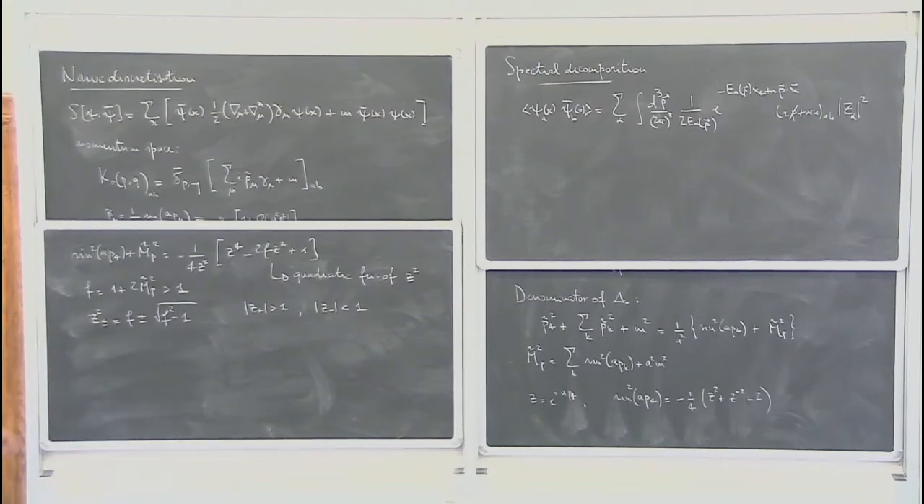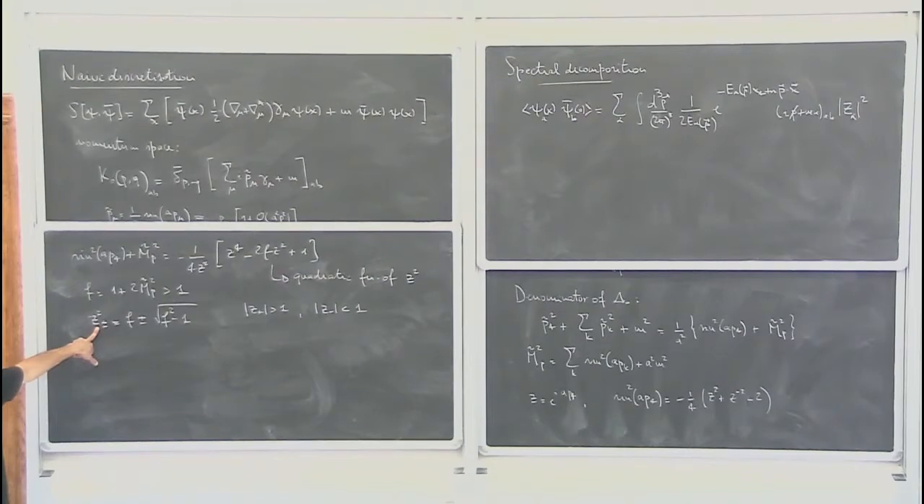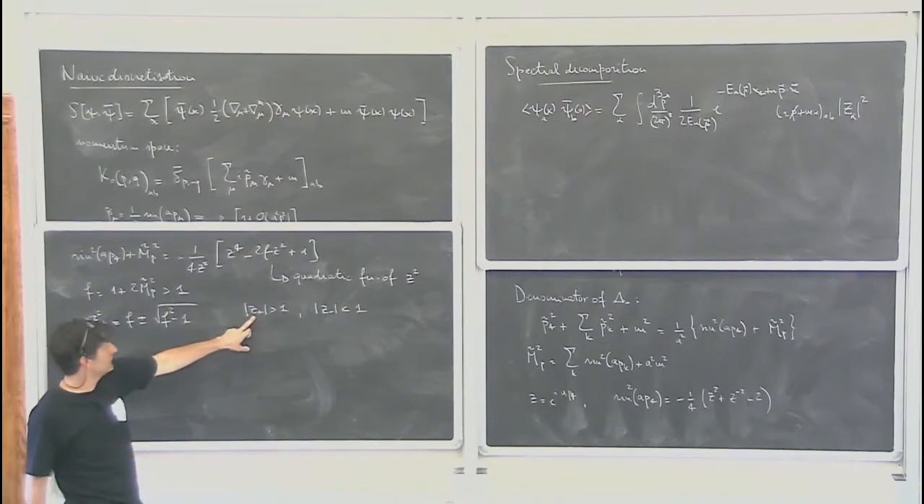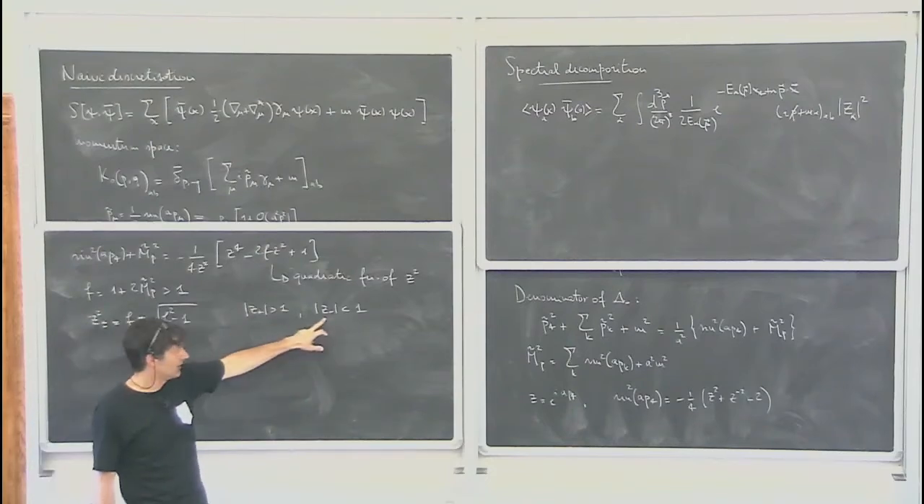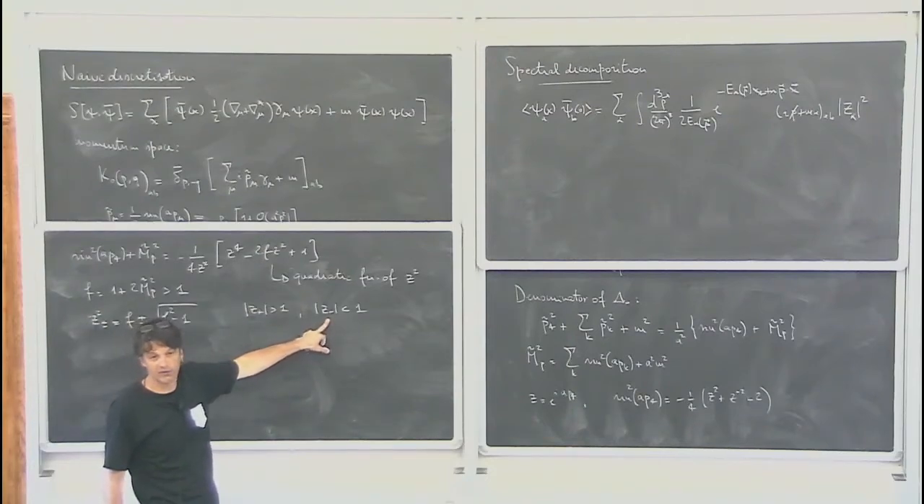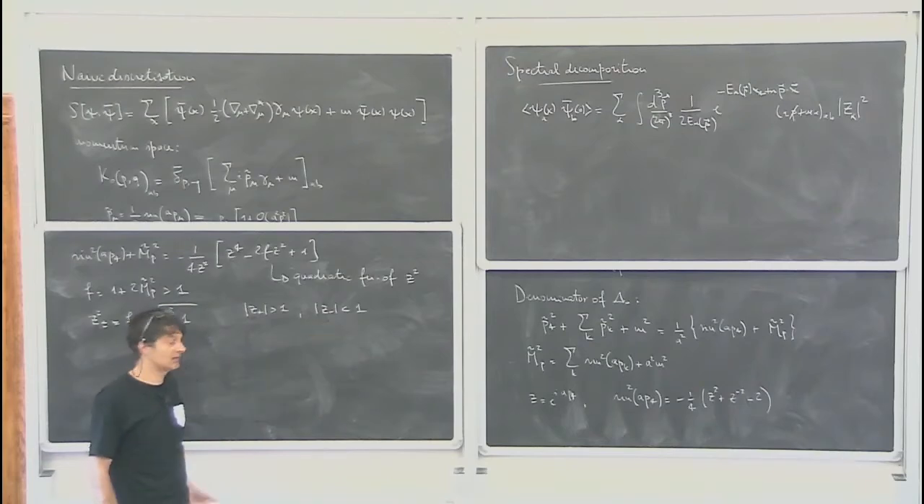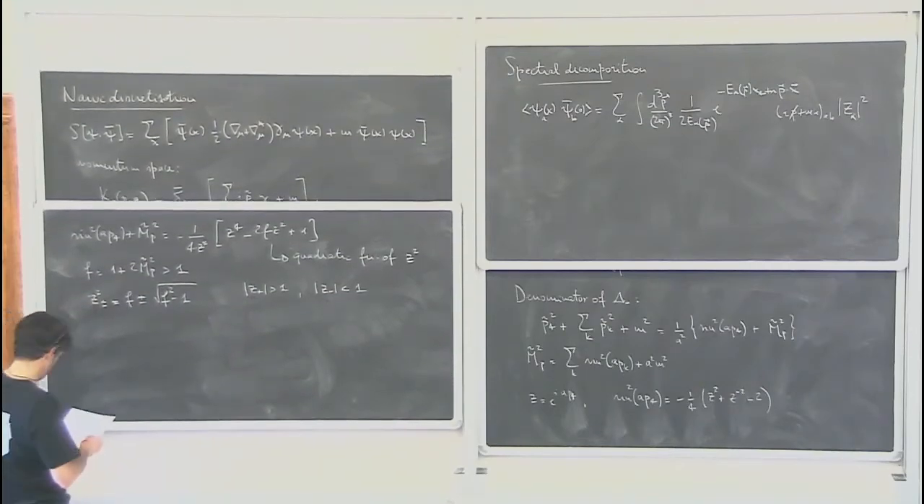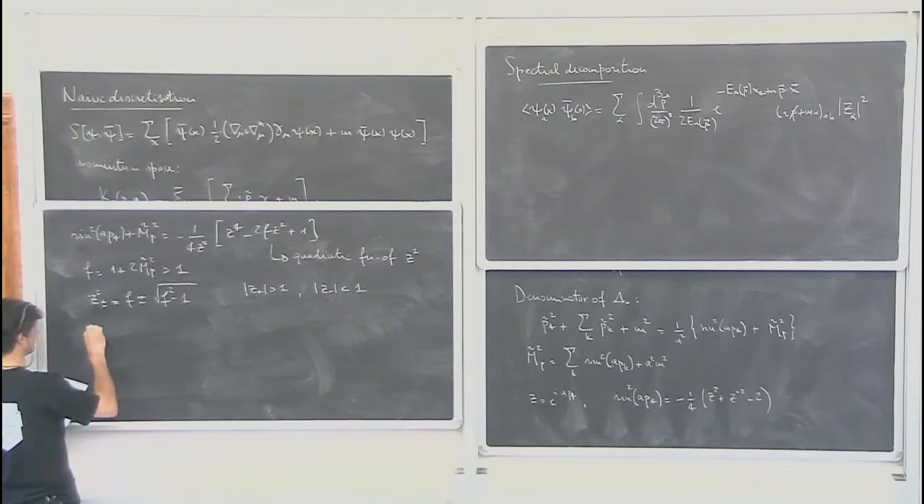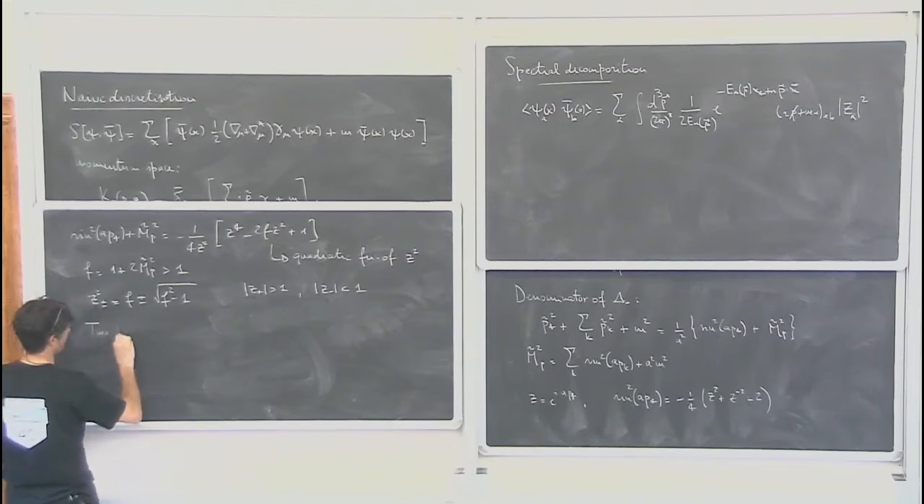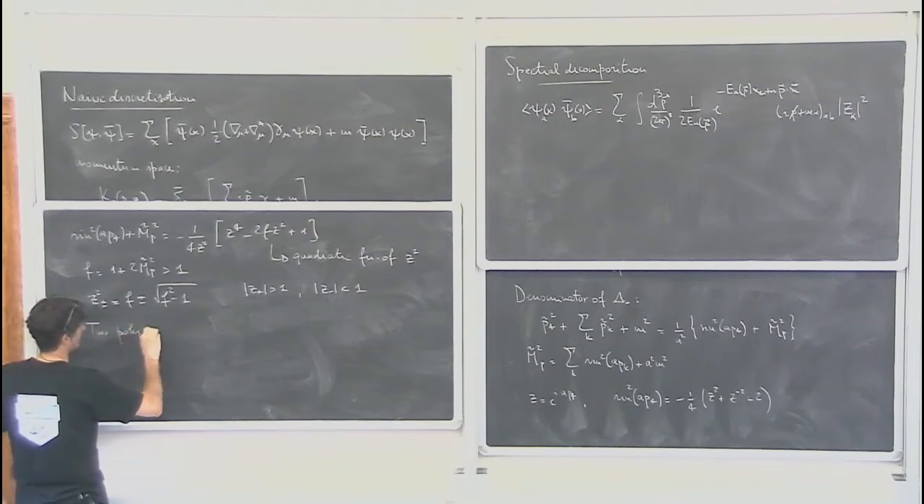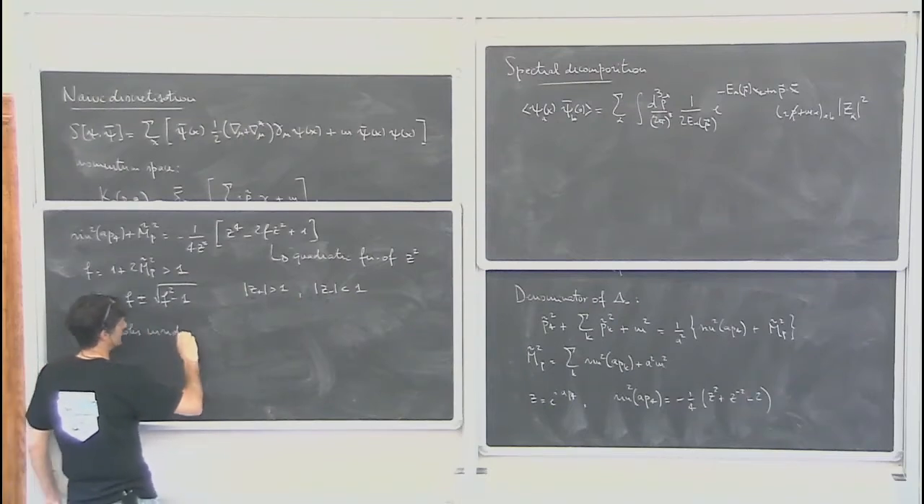And so for each value of z squared, you've got two values of z. And so we have two solutions that are outside the unit circle, and we have two solutions that are inside the unit circle. Okay? So we have two poles inside the unit circle.